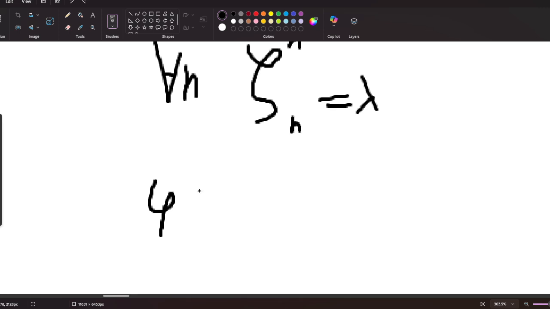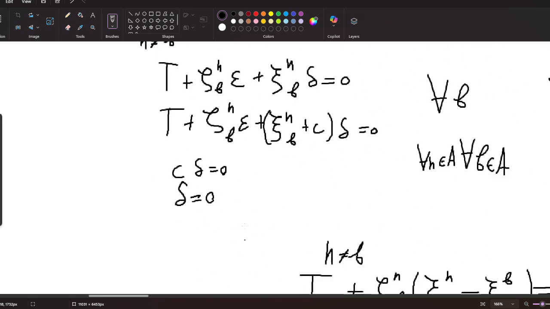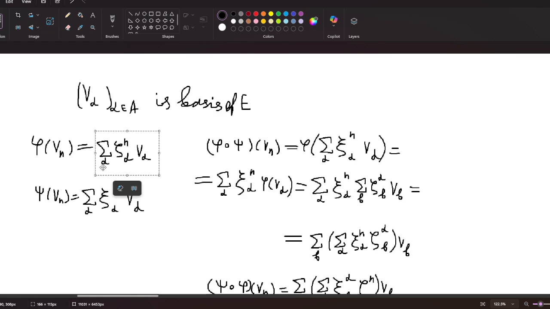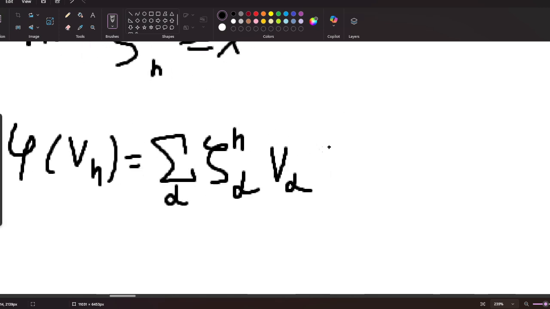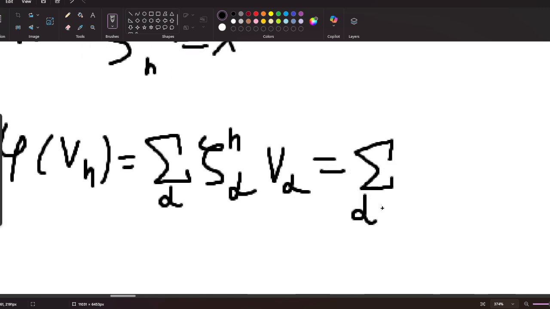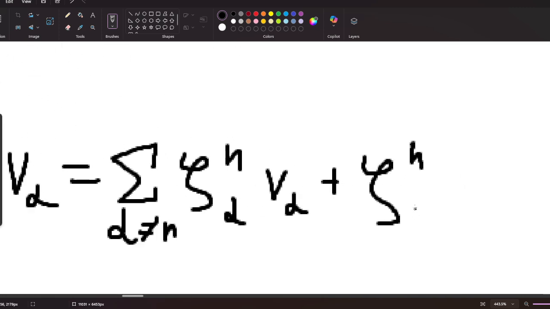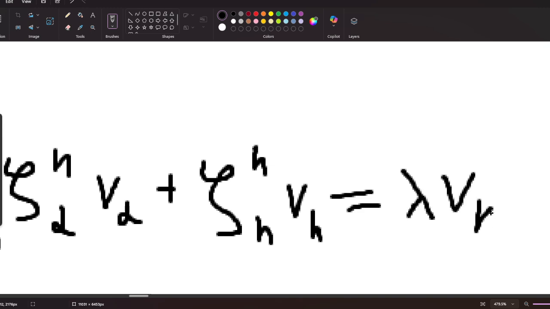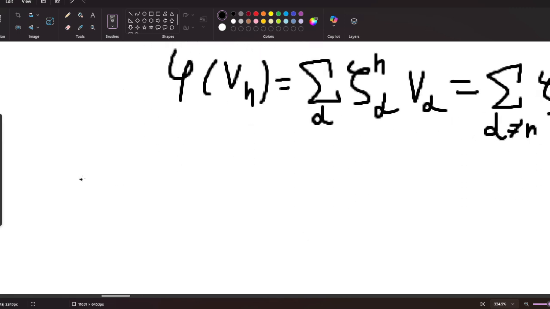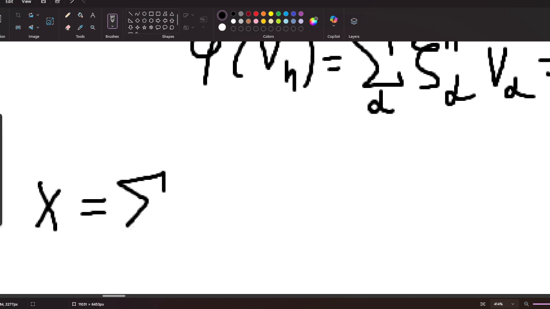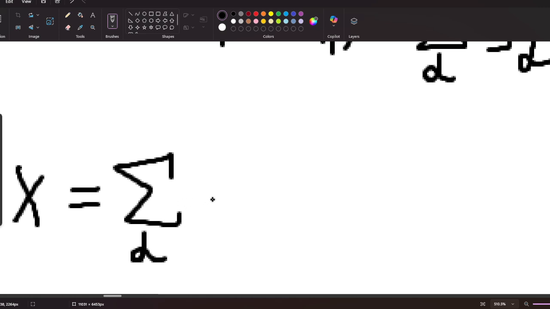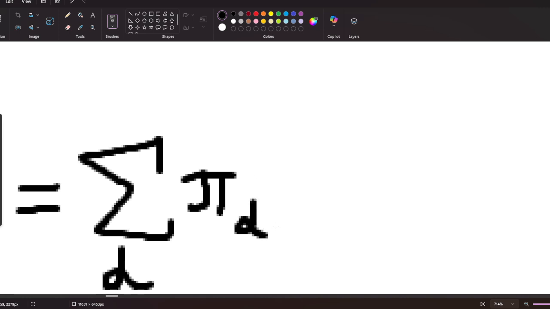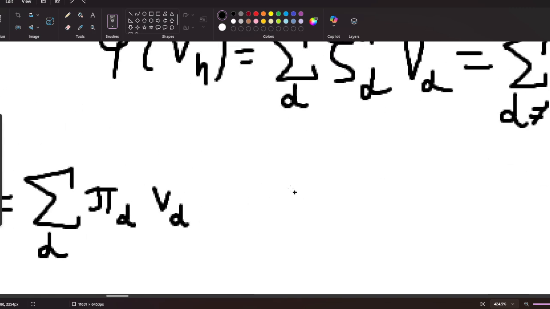Now recall how phi of vn is equal to what? To this. Just copy paste it. So let's grab the sum and separate it. Alpha not equal to n, theta n alpha v alpha plus theta nn vn. Now recall how this is going to be 0. This is going to be lambda, so we have lambda vn. Okay, now let's grab a general vector x of E. Let's express it with a sum. For the letter here, let's pick pi for the sequence. P alpha, V alpha. Okay, now we grab it and plug into phi.